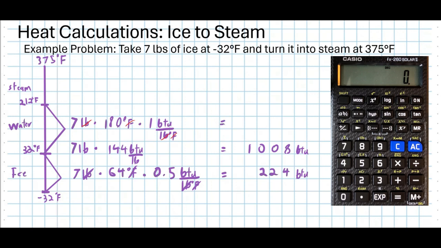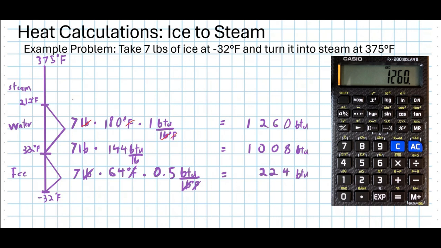We crunch out this number. We have 7 times 180 times 1, and that's going to give us 1,260 BTUs to warm up our water to the boiling point. So this 1,260 BTUs heated up our water from 32 degrees Fahrenheit to water at 212 degrees Fahrenheit.